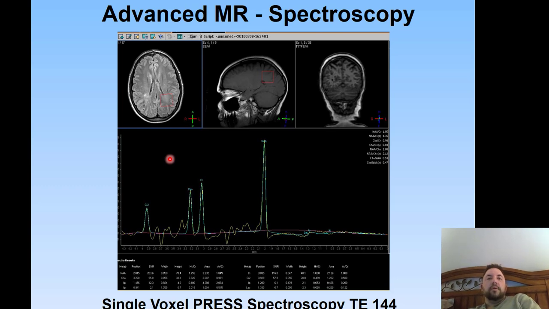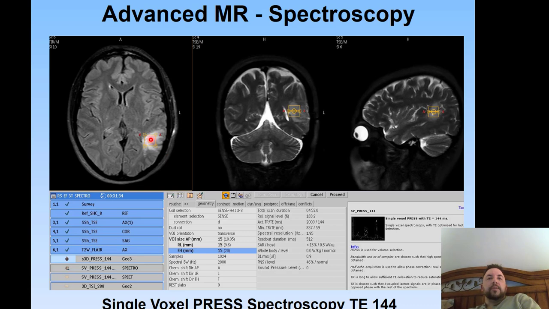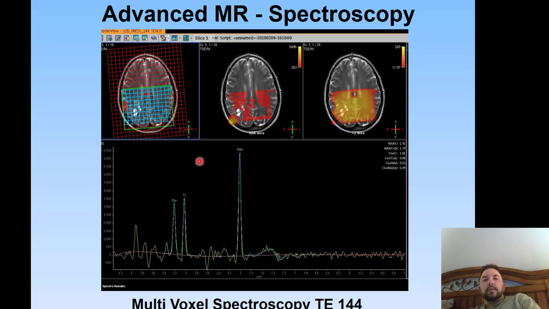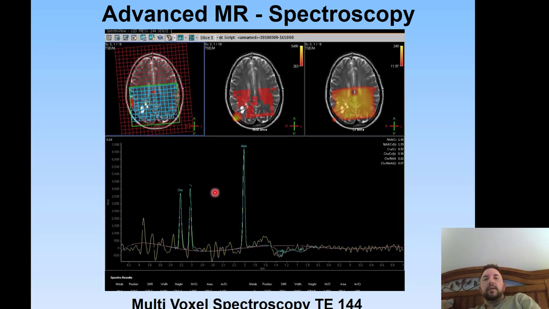Patient with recurrent tumor and seizures who has spectroscopy performed, multivoxel as well. And same thing, the amount of NAA is far greater.